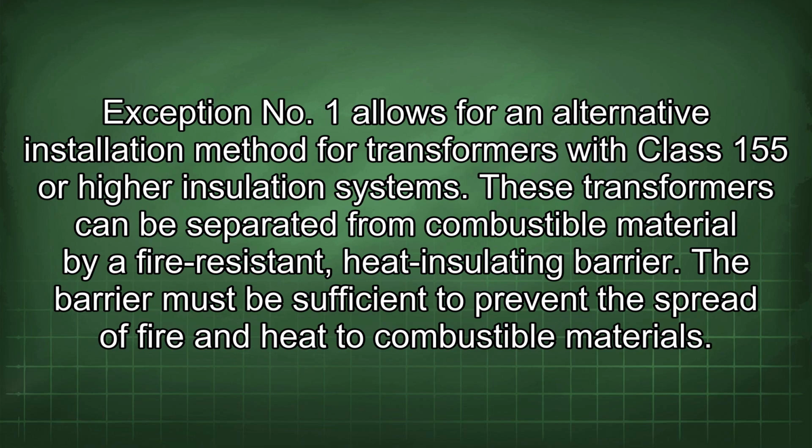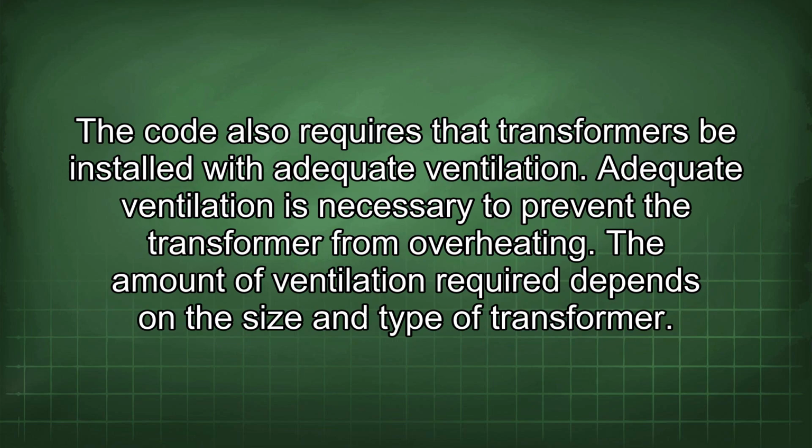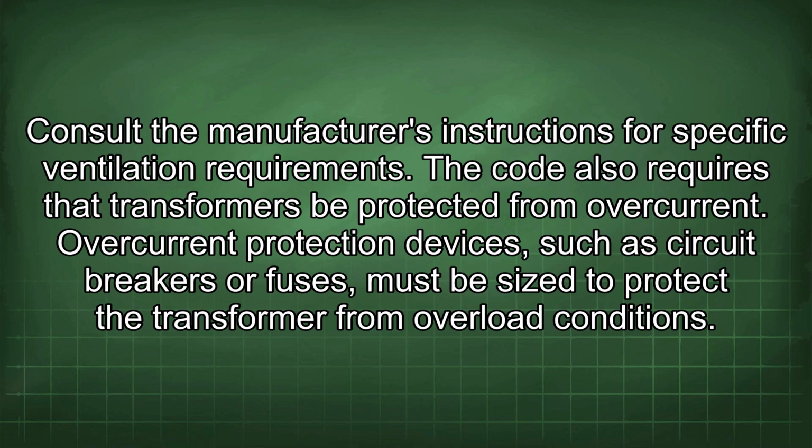These transformers can be separated from combustible material by a fire-resistant heat-insulating barrier. The barrier must be sufficient to prevent the spread of fire and heat to combustible materials. The code also requires that transformers be installed with adequate ventilation. Adequate ventilation is necessary to prevent the transformer from overheating. The amount of ventilation required depends on the size and type of transformer. Consult the manufacturer's instructions for specific ventilation requirements.